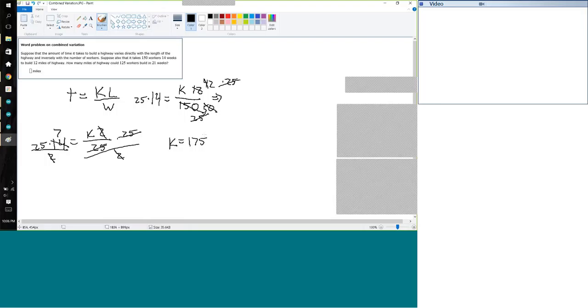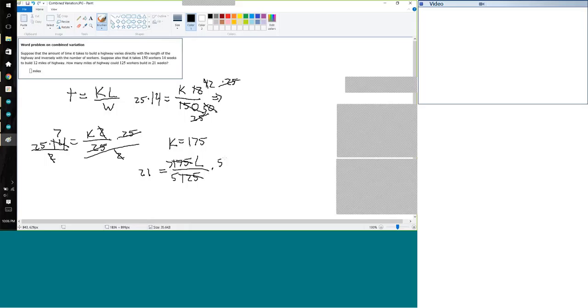So how many miles of highway? So we're looking for the length. So we're going to have our K of 175, and we're looking for length, so that's going to have to stay there. How many miles of highway could 125 workers build? So 175 divided by 125 in 21 weeks. Again, I can see that 25 goes into both 125 and 175. That'll cut down to 7. This will cut down to 5. Makes life a lot easier.